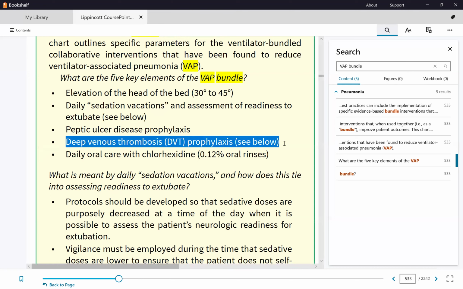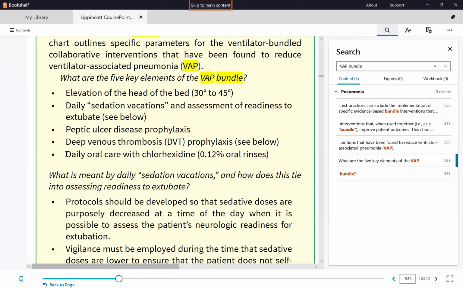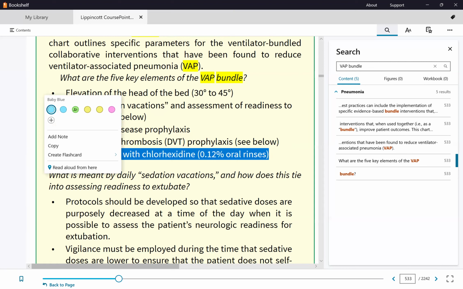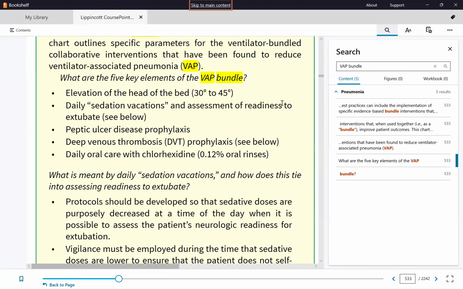DVT precaution is included, okay, in the VAP bundle. And then the oral care, very important, because can we absolutely prevent aspiration? No, they aspirate all the time. Yeah, we suction. However, again, we can't prevent aspiration. There will be aspiration. Okay. So therefore, if the secretions that go down there are clean though, is that still gonna cause pneumonia? No. Okay, so therefore, is mouth care part of the bundle?